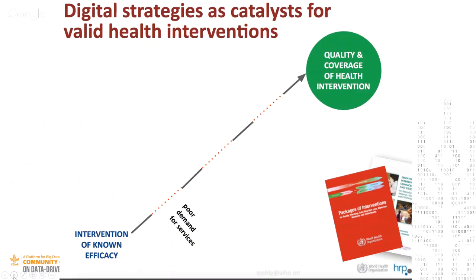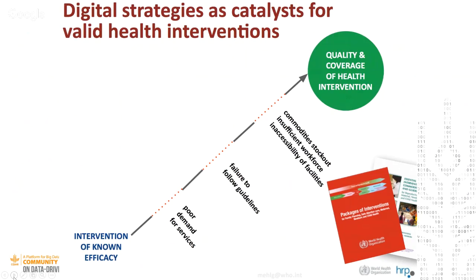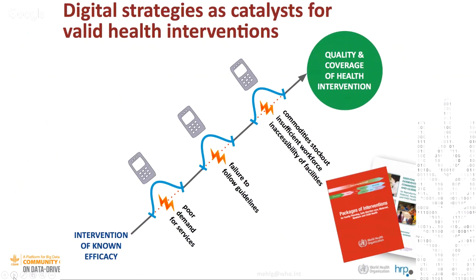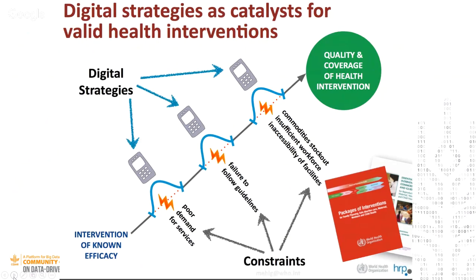But the issue along the way is that you see these different challenges, such as poor services, failure to follow guidelines, commodity stock out, depending on the various intervention of the sector that we're focused on here within health. And so even though we know what the proven intervention is to get to this outcome, we're not able to get there because of these specific challenges. And so what we see for mobile technology, again, similar in agriculture, is the opportunity to use these tools to overcome these specific challenges. And so using these digital strategies to address the constraints or these challenges.